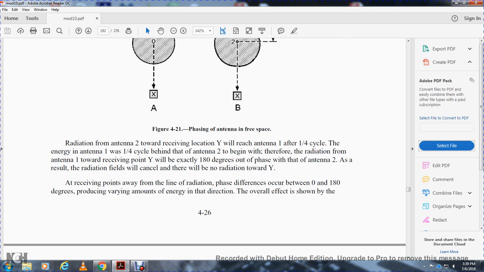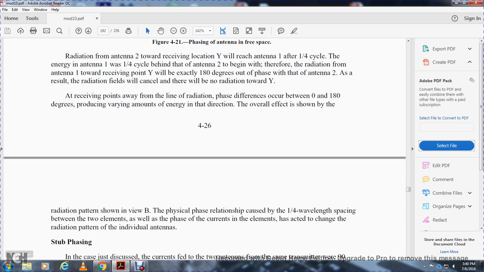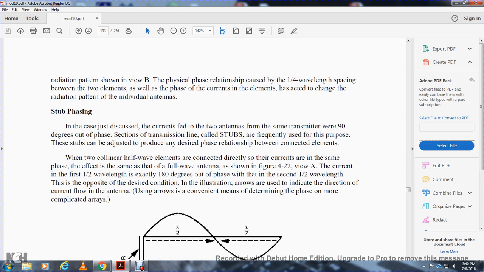Radiation from antenna 2 toward the receiving location Y is received one quarter cycle after the energy from antenna 1. Antenna 1's radiation is received a quarter cycle behind antenna 2, because to begin with it lagged, so the radiation from antenna 1 arriving at point Y will be exactly 180 degrees out of phase with antenna 2. As a result the radiation fields cancel, so there is no radiation toward Y. At a receiving point away from these lines, the phase difference varies between 0 and 180 degrees, producing various amounts of energy in that direction. The overall effect is shown as the radiation pattern in view B, which depends on the physical relation of the quarter-wavelength spacing between the two elements, as well as the phase of the currents in the elements and the radiation pattern of the individual antennas.